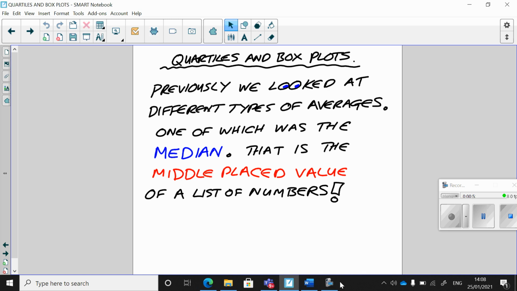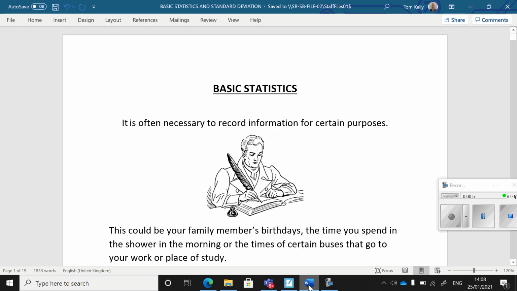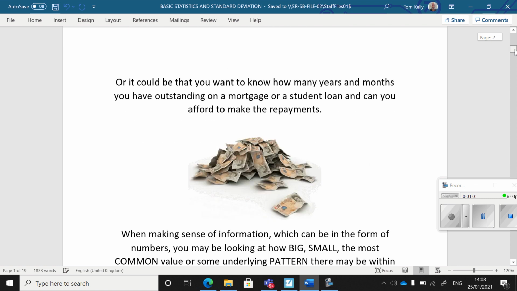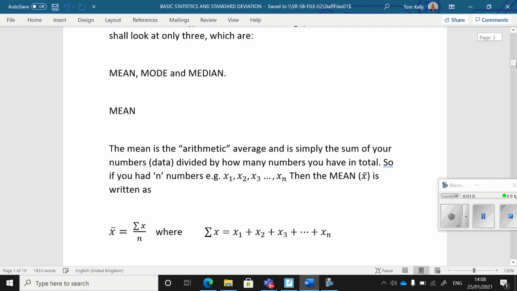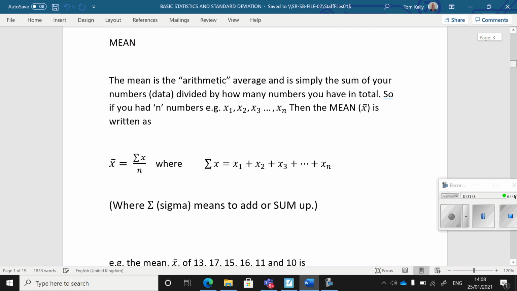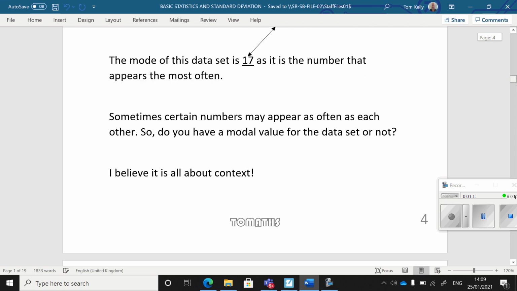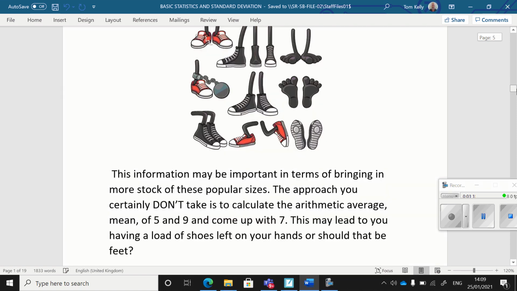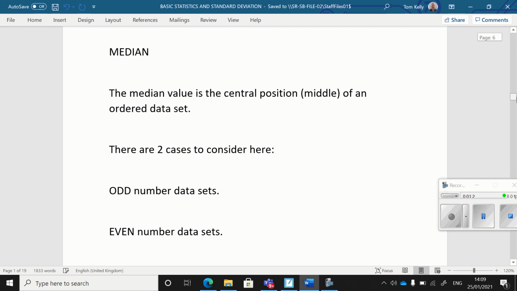So I'm actually going to bring up the notes that you should have with this stuff here. So, basic stats. Just going through, types of average: mean, mode, and median. We looked at mean, mode, but the one we're interested in here is the median. Okay, and it's the middle place value.